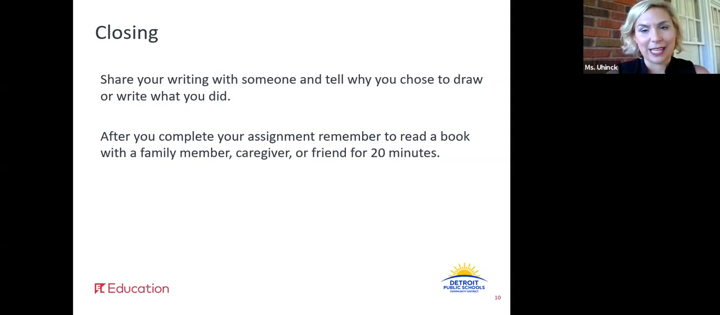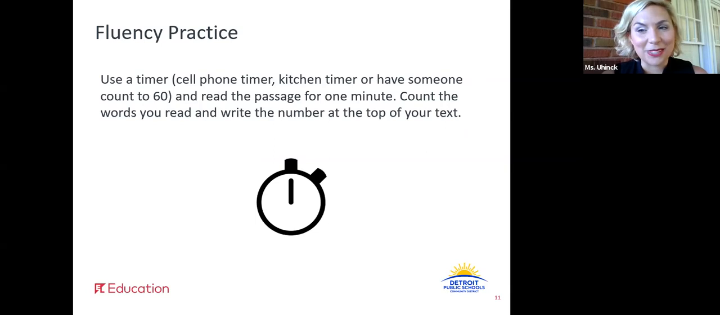After you complete this assignment, remember to read a book with a family member, a caregiver, or a friend for at least 20 minutes. And then do your fluency practice. We're on day 4 of fluency practice. So use a timer. It could be a cell phone timer, kitchen timer, have someone count to 60, but read this passage for 1 minute. Count the words you read and write the number at the top of your text. So remember, this is day 4 of reading this text. So you should see that number increase as your fluency increases.